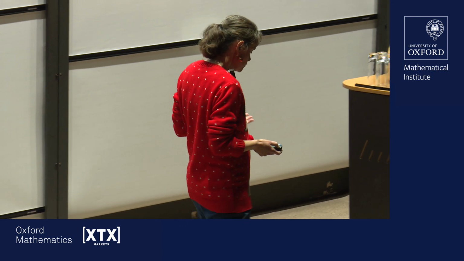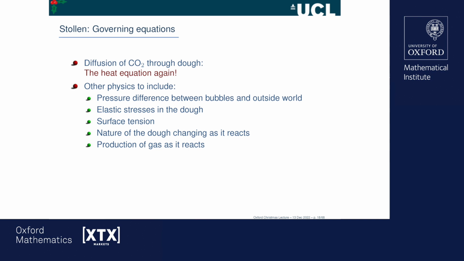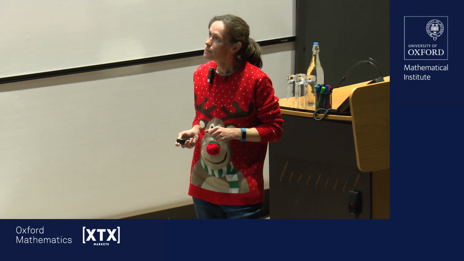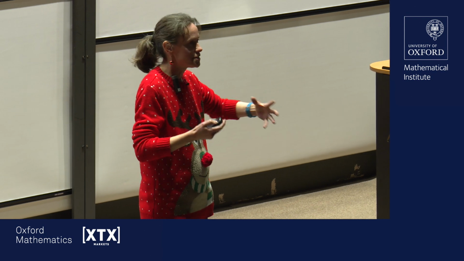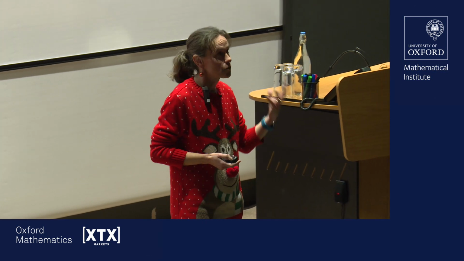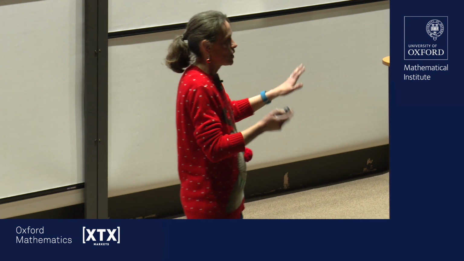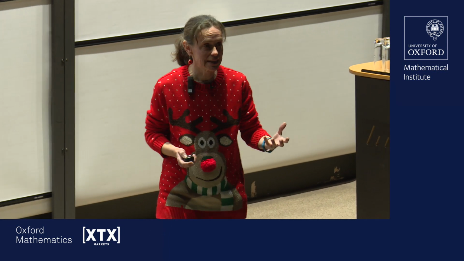The other things we had to include: the pressure difference between inside the bubble and outside the bubble, and the elasticity of the dough. So as you stretch it, it pushes back, it wants to squeeze in. Surface tension on the edge of the bubble, that will happen just the same in bread and in a polymer. And then as the dough stretches, its elasticity itself changes. So that's, for the bread, more during the baking process, whereas in the polyurethane it's all happening at once, but it's still part of the process. And the reaction itself produces the gas.